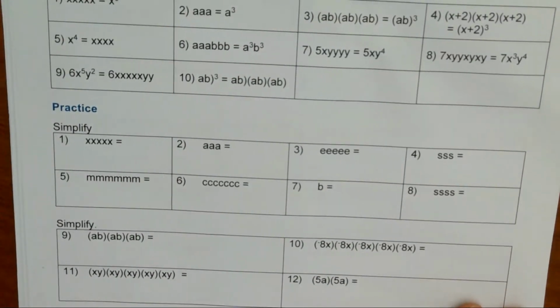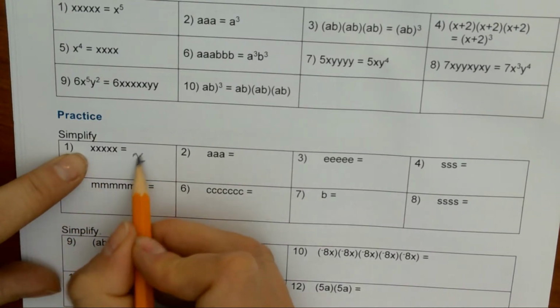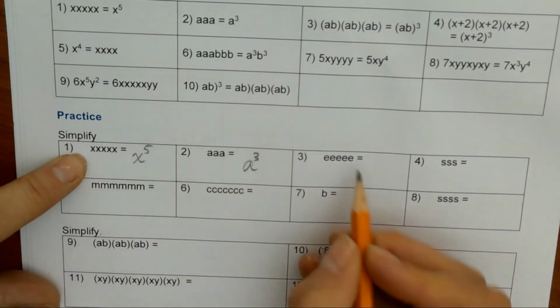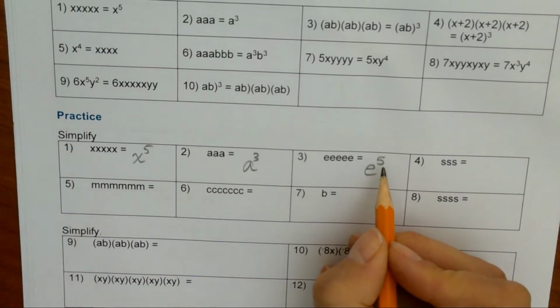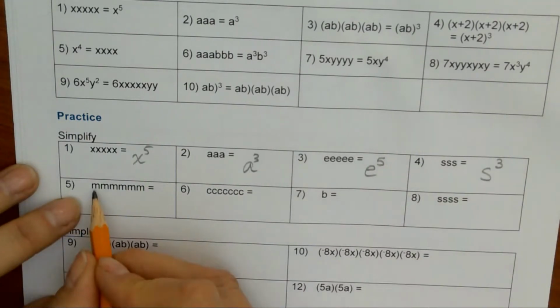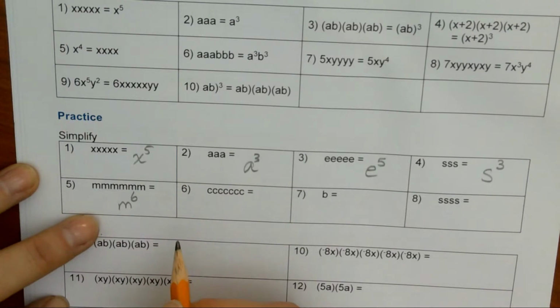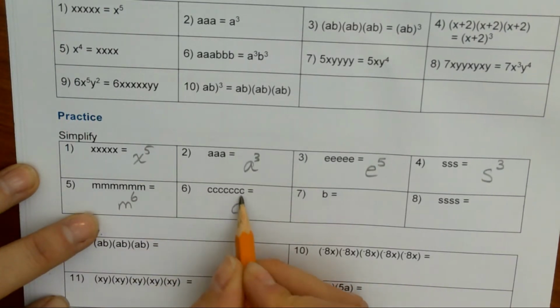Okay? So if I look here, how many x's do I have? 1, 2, 3, 4, 5. So it's x to the power of 5. 1, 2, 3. A to the power of 3. 1, 2, 3, 4, 5. E to the power of 5. Okay. S to the power of 3. How many m's? 1, 2, 3, 4, 5, 6. So m to the power of 6. C, 1, 2, 3, 4, 5, 6, 7. C to the power of 7.